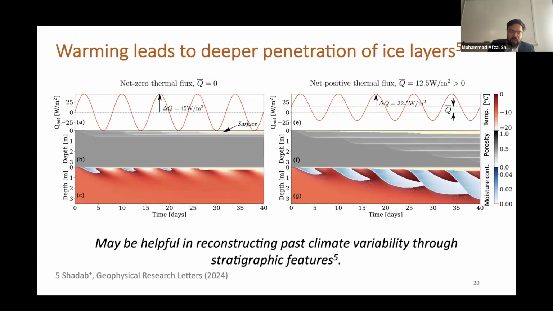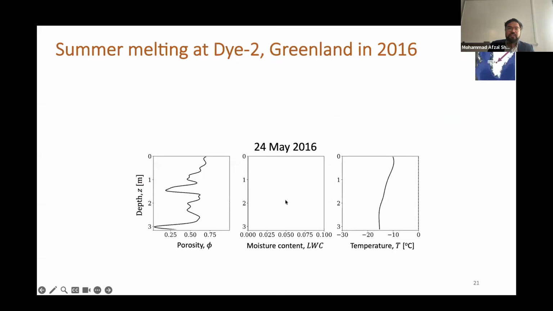Now, let's use this and model actual data from Southwest Greenland. There is a site called Dye-2 in Southwest Greenland. Samimi and coworkers went there and measured the porosity on the 24th of May 2016. Here I'm showing the top 3 meters. Wherever you see a reduction in porosity is where you see an ice layer. Moisture content is 0 because the temperature stays between -10 and -15 in the top 3 meters.